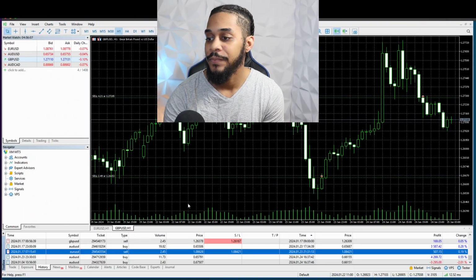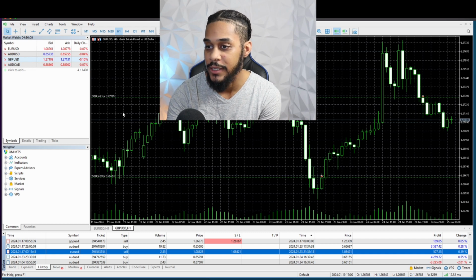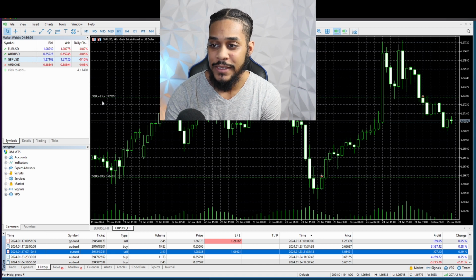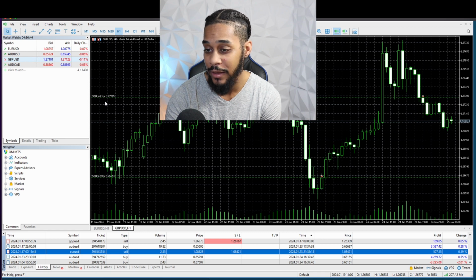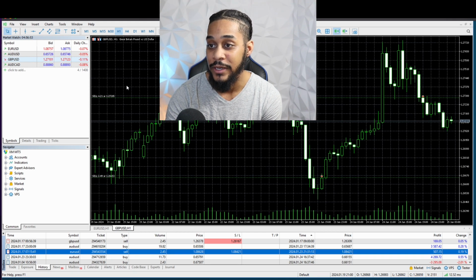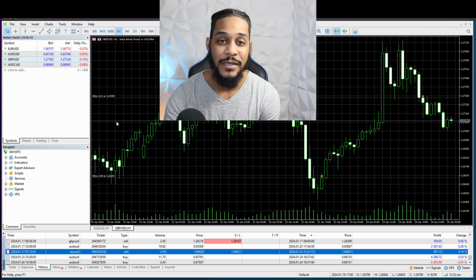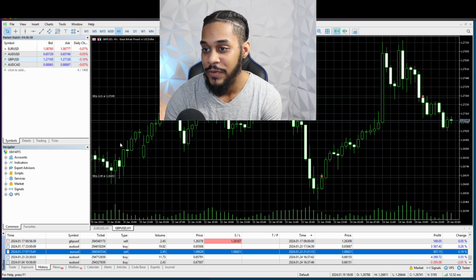So for example, as you can see on this chart, there's 2 trades that have taken place. One for a lot size of 2.49, the other one with a lot size of 4.21. So what this is saying is that essentially I have sold 421,000 units of the pound here, and I've sold 249,000 units of the pound here. Okay, now that doesn't necessarily mean that I need $249,000 in the account plus $421,000 in the account.